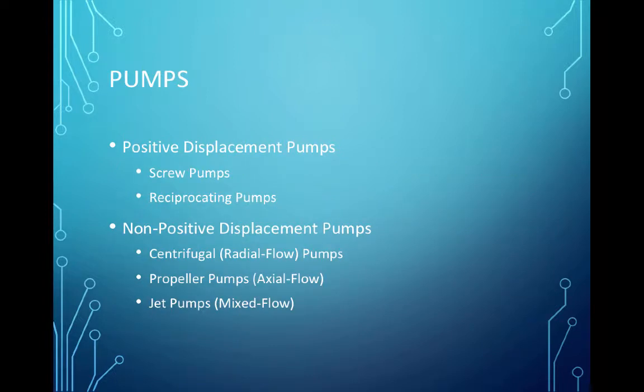Examples of positive displacement pumps are screw pumps or Archimedes pumps and reciprocating pumps. And then the ones that don't fall in that category, centrifugal, propeller, and jet pumps, are all non-positive displacement pumps. Jet pumps should probably be their own category because a jet pump is actually really a mixed type of pump.